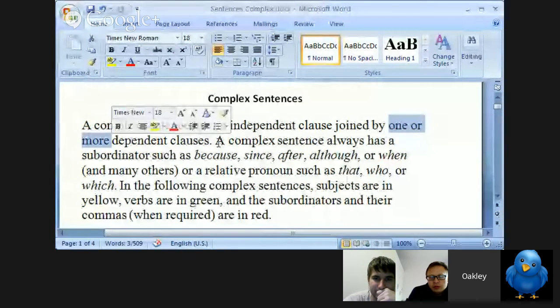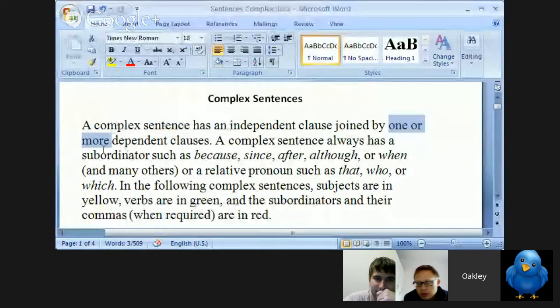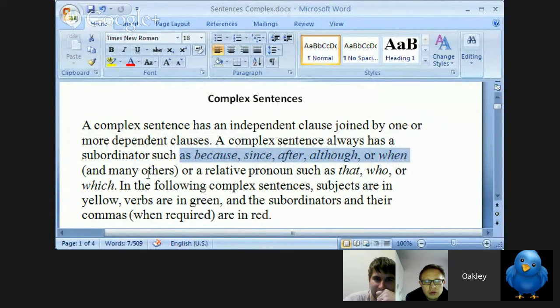Okay, a complex sentence always has a subordinator. Examples: because, since, after, although, when, while. There are many others. Or a relative pronoun. So you're making a relative clause. A relative pronoun usually starts a relative clause. Words like that, who, or which.